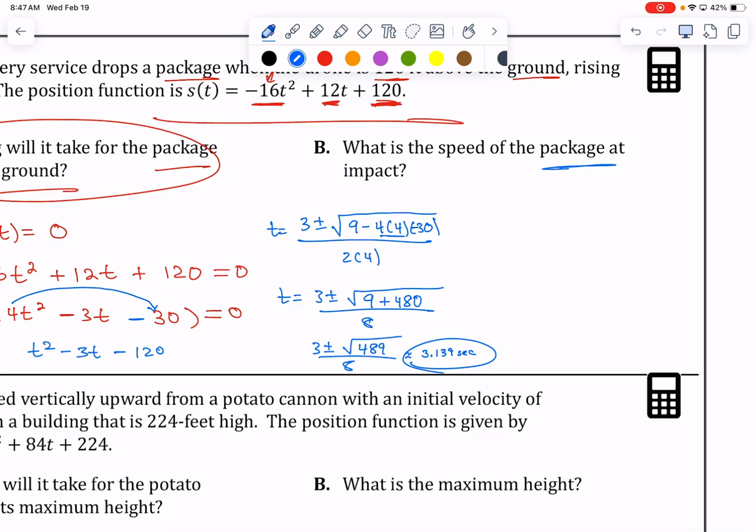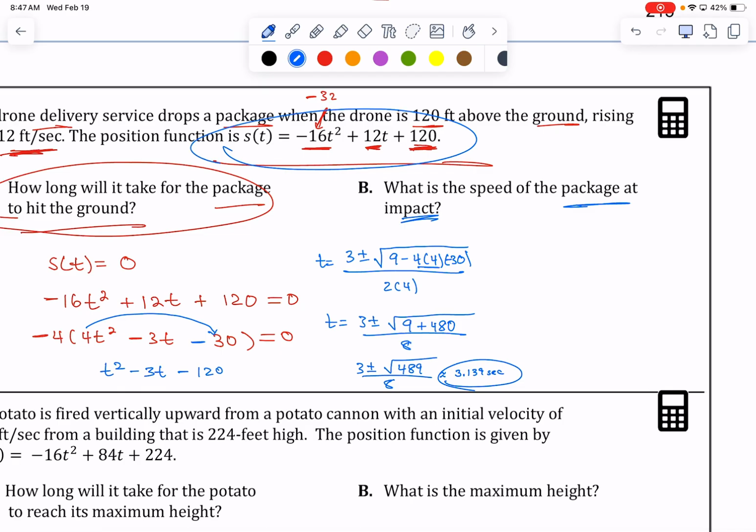And then what's the speed of the package at impact? You would just take this answer and plug it into what? No, not the equation. What's the speed of the package at impact? Pay attention. Speed is what? Oh, velocity. It's the absolute value of velocity. So you're going to have to find velocity.